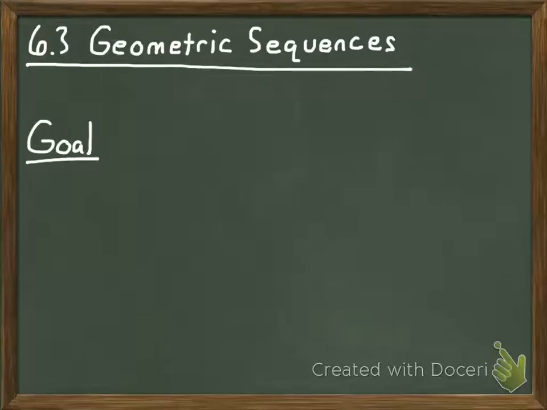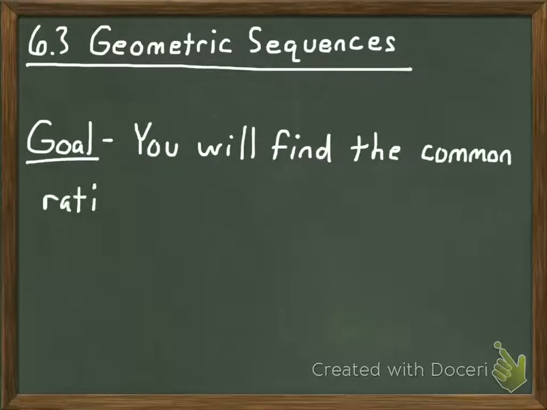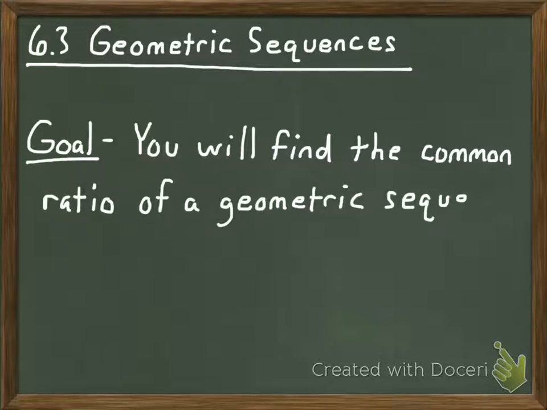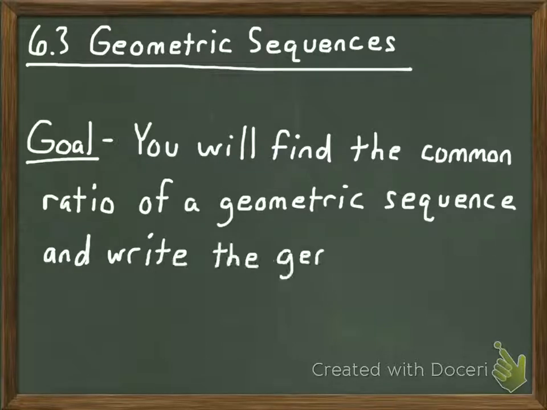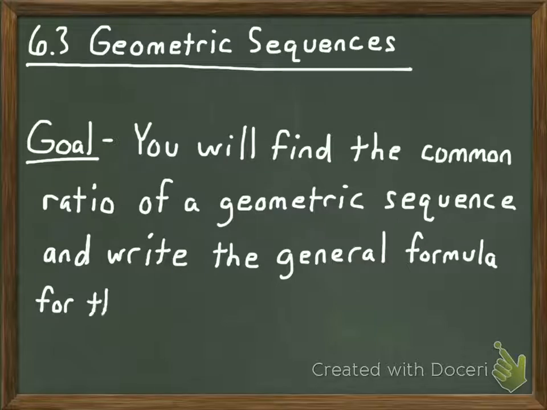Hello everybody. Welcome back. We are on to geometric sequences, and these are much like the arithmetic sequences that we've been studying in terms of the types of questions you're going to be answering with them. You've learned what an arithmetic sequence is. Now we're going to do the same things we've been doing with that, but with geometric sequences. You're going to learn to find what's called the common ratio of a geometric sequence and how to write the general formula for that kind of sequence.